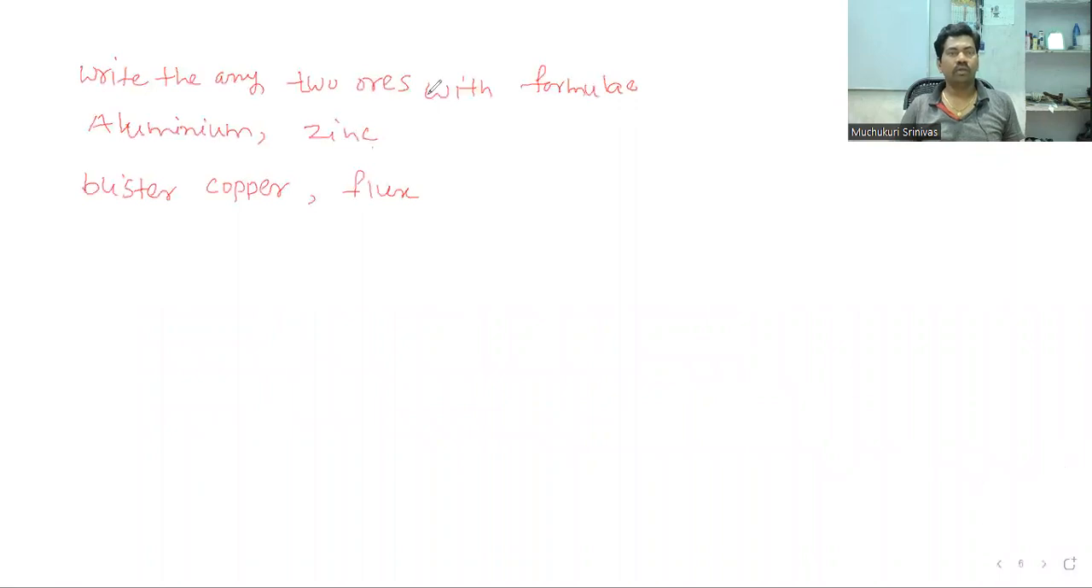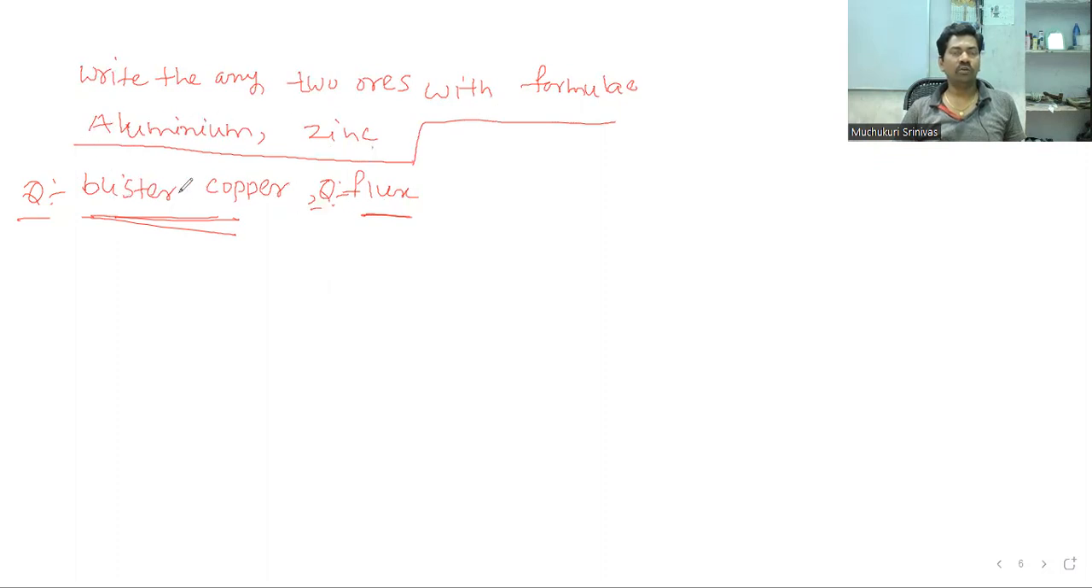Then after that, write any two ores with the formula: aluminum, zinc. Then blister copper. What is blister copper? Another question. Then define flux. What is flux? These two ores belong to this question only. So these two are other questions.